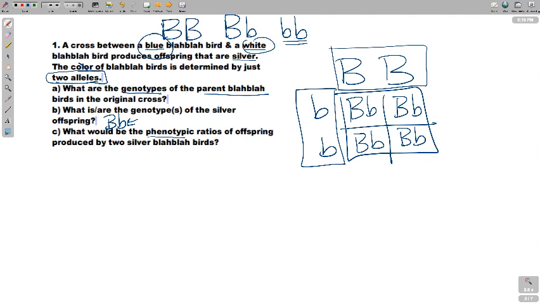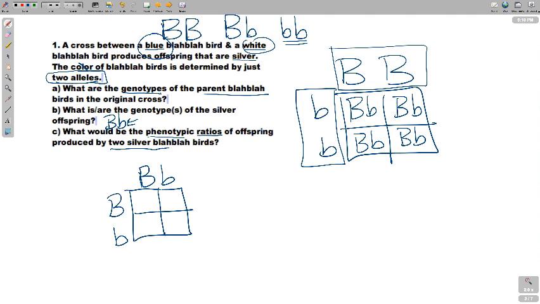And what would be the phenotypical ratios of the offspring produced by two silver blah blah birds? Wow. Okay, that just means I'm going to take two silver blah blah birds. I wonder what they sound like. Blah, blah, blah. If you cross these, you get 25% blue, 50% silver, and 25% white. So 25, 50, 25. Cool?